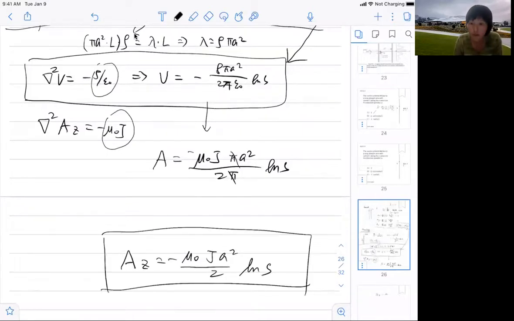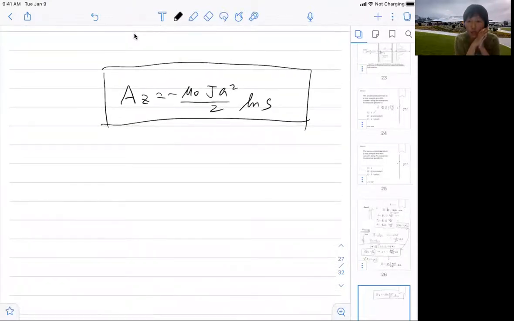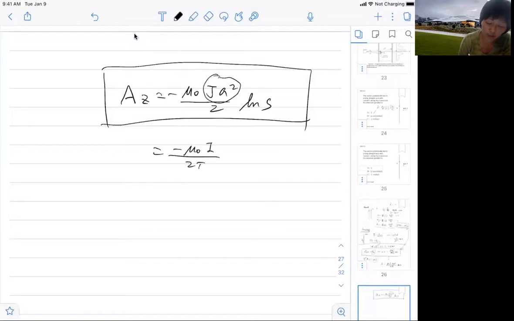The reason for this is that in a lot of our problems with A, you will be able to find a counterexample you already solved in electrostatics, and you simply apply the results without having to do the work again. So it saves you some time. And you realize J pi a squared can be written in terms of I. So another way to write this is negative mu naught I over 2 pi log s. So if you have a density for a thick wire, you can do this. If you simply have a current, you just do this.